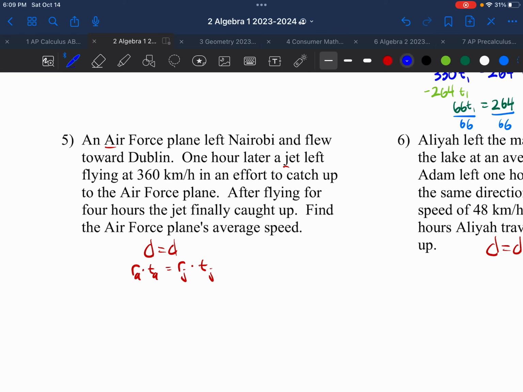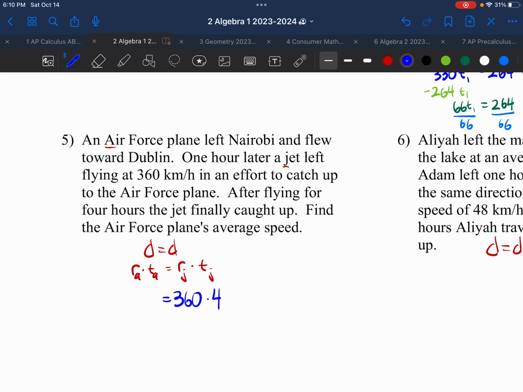So I'm going to come down here and say that this is 360 times something else. There's an equal sign. What else do we have in here? After flying for 4 hours. Okay, so the jet travels for 4 hours. That's what this is saying. After flying for 4 hours, the jet finally caught up. The jet flies for 4 hours. The time is 4 hours. This is going to be 4 over here.